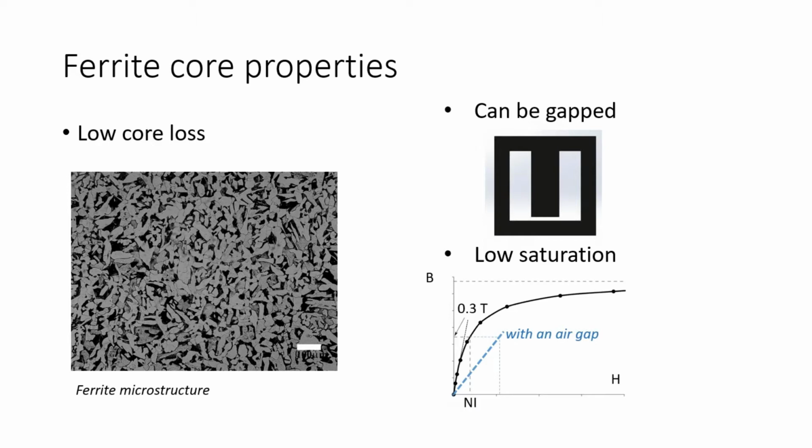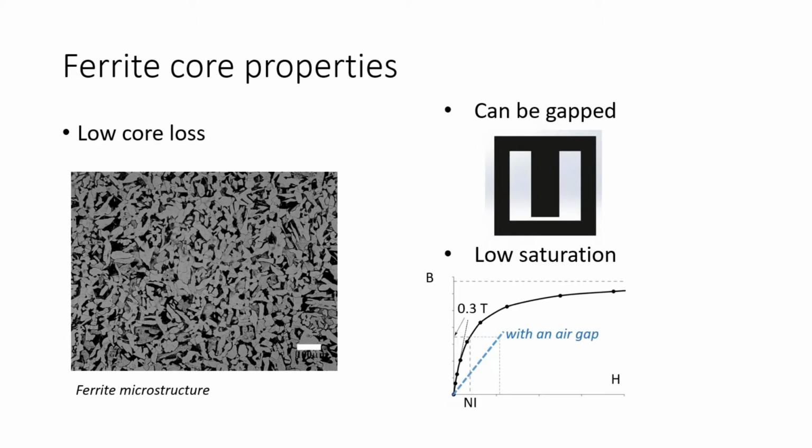Basically, an air gap can be machined into the core, which is useful in two different ways. One thing is that it effectively reduces the slope of the BH curve and prevents your core from saturating, which is very important for ferrites because they have a very low saturation point, sometimes as low as 0.2, 0.25 Teslas.